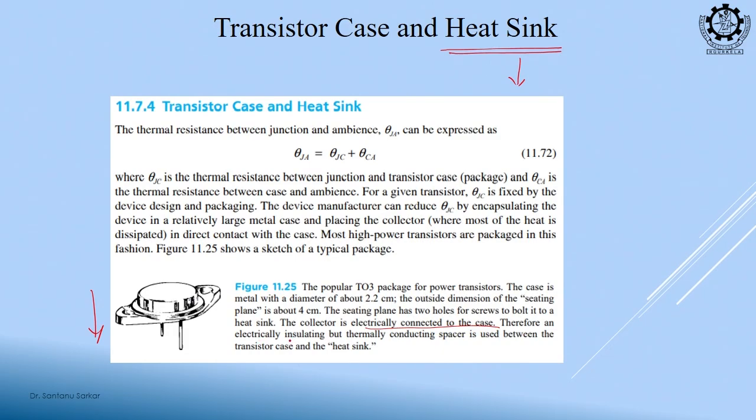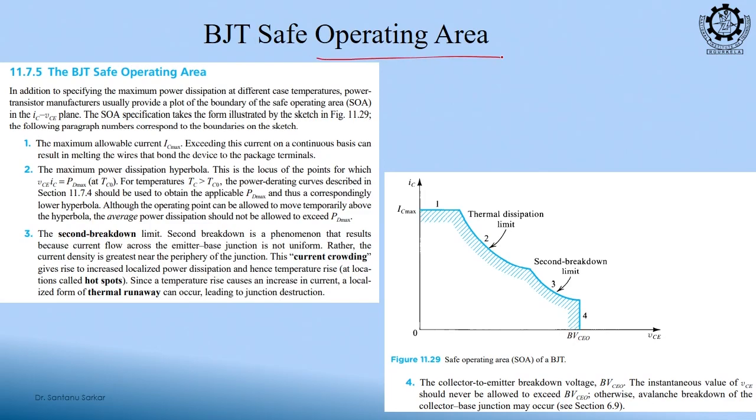And there is some electrically insulating but thermally conducting spacer used between the transistor case and the heat sink. Otherwise, what will happen? They will short, right. This heat sink may be connected to the ground terminal. So, inside, some material is there which conducts the heat only, but not the current. And so, this case acts like a heat sink, and the objective is to dissipate the heat as fast as possible. Now, what is our safe operating area, right?